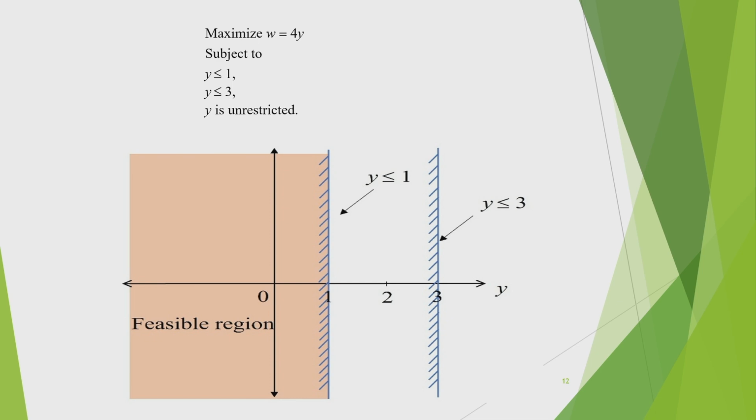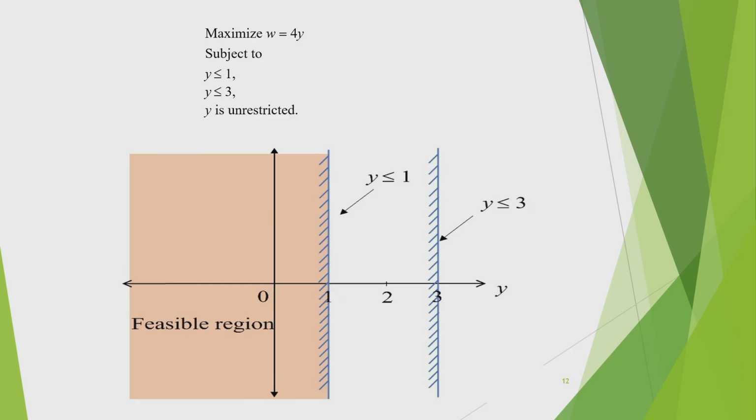Now these are very obvious types of problem I just made. You will not find them in any book. Say maximize w is equal to 4y. Suppose we have a 1D type of situation. Then what to do? Subject to y smaller than 1, y smaller than 3, y unrestricted.